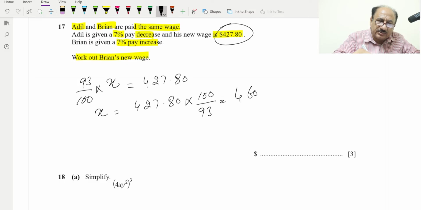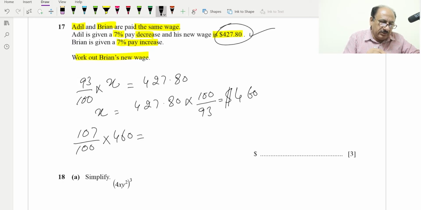So his earlier salary was basically $460, and now he is receiving the reduced amount, which is 427.80, and Brain got an increment on 460. So that is a 7% increase. We will directly calculate 107% of 460, and this will be Brain's new salary.